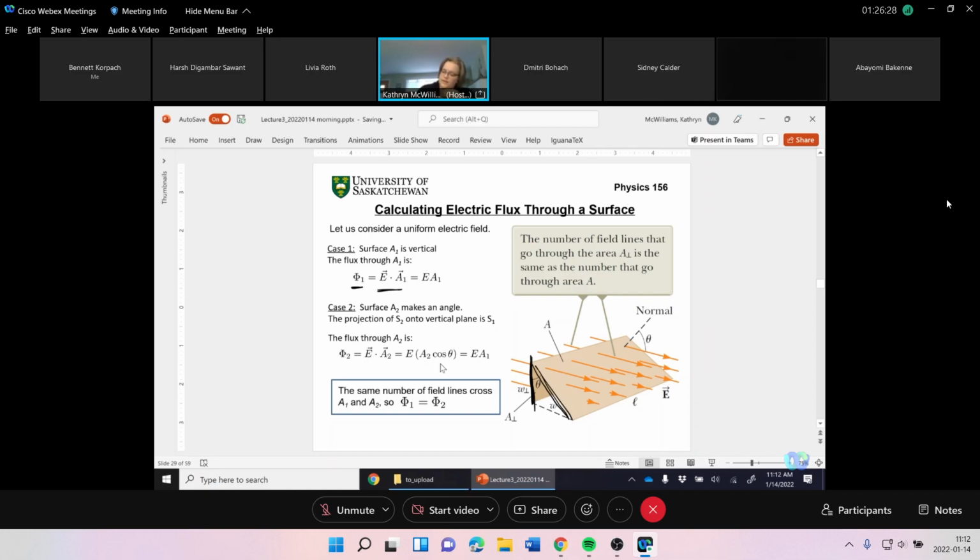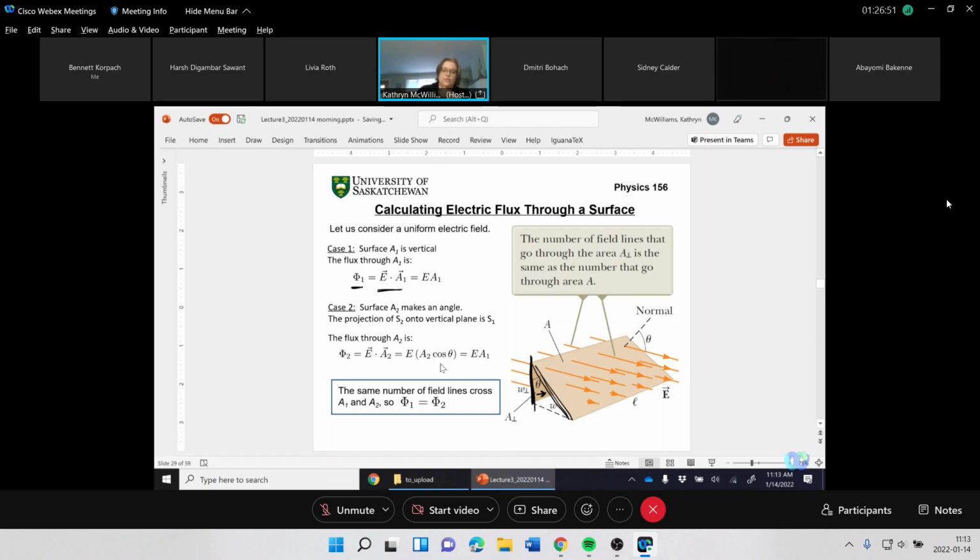And A1, it's not really drawn here, but A1 is a vector perpendicular to this back surface here. So E and A are parallel to each other. So E dot A is just E times A, because there's no angle between, they're parallel to each other. Case 2 is drawn a bit weird. This normal doesn't really look normal, but we'll assume it is.